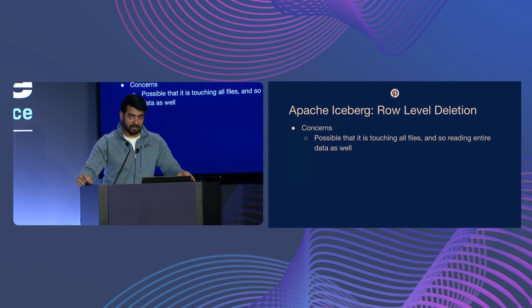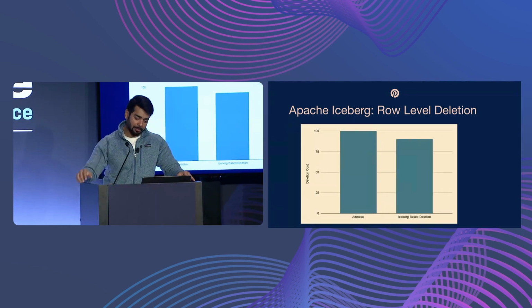This is what we were seeing. We saw that even though we moved from Hive table deletions to Iceberg table deletions, the performance improvement was very minuscule. And the reason was that we were touching all the files, so essentially we were doing the same amount of work. There was definitely some cost reduction in the job planning and the commit. But the meaty part of the work, which is rewriting the files, was still the same.